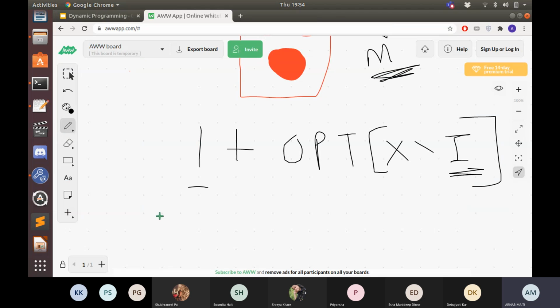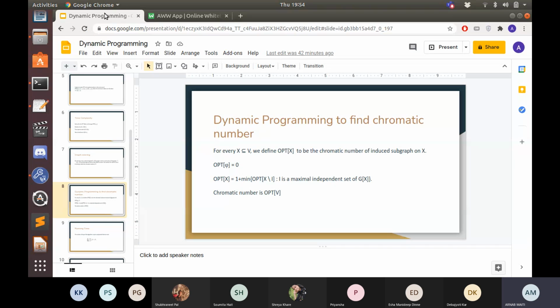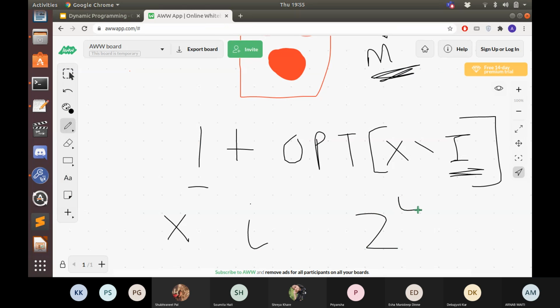So let me write it here. You have a set X which has I elements. How many independent sets can that set X have? At most, how many sets can it have? It's quite simple. At least I and at most 2 to the power I. Yeah, at least I, that's correct, and at most 2 to the power I. That's the answer I was looking for, 2 to the power I.